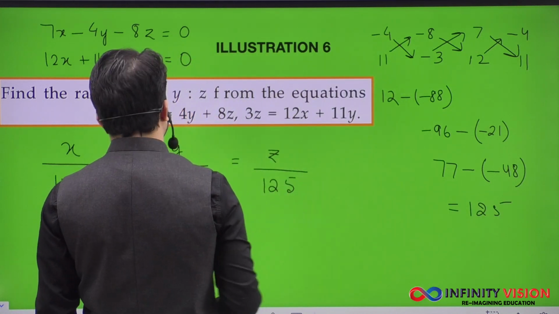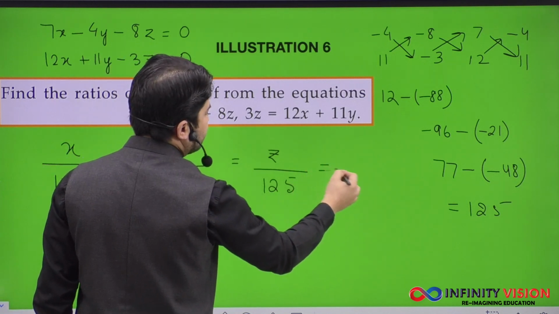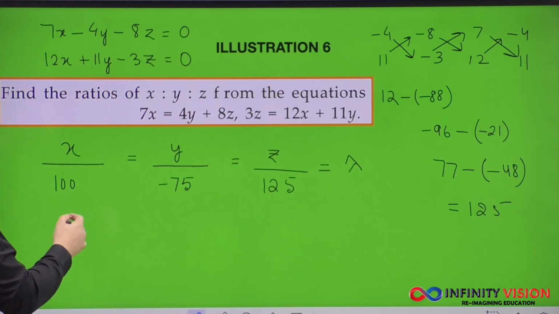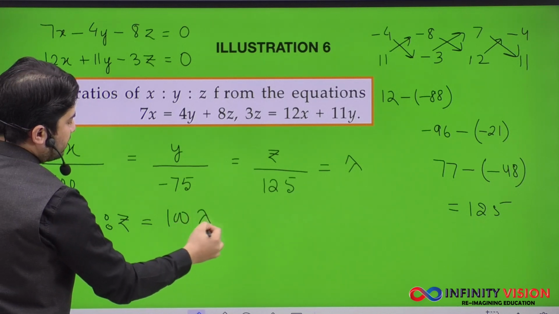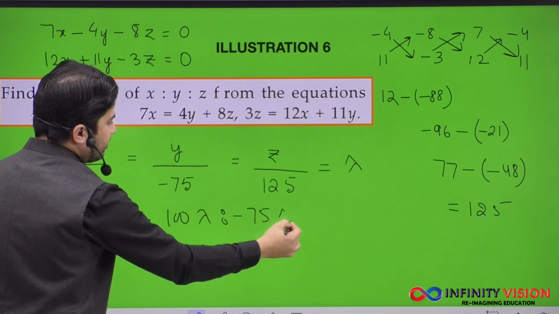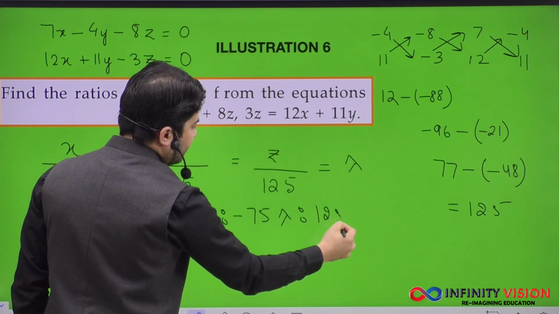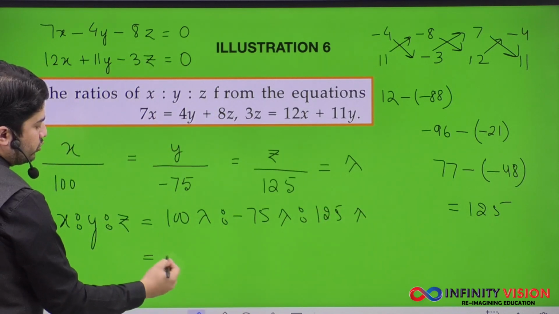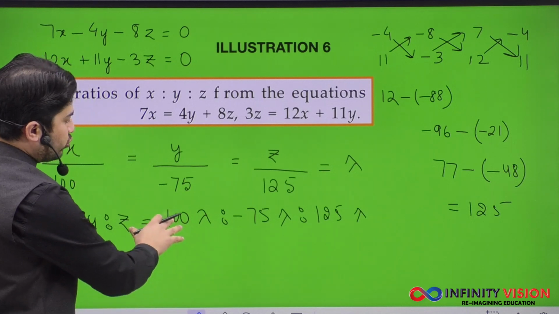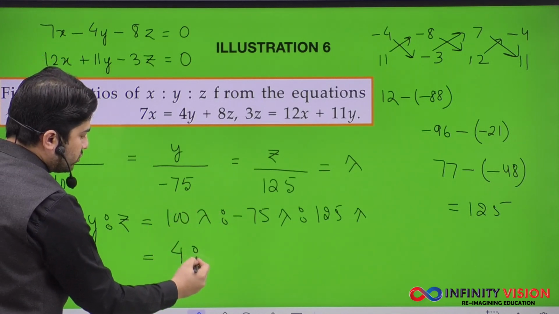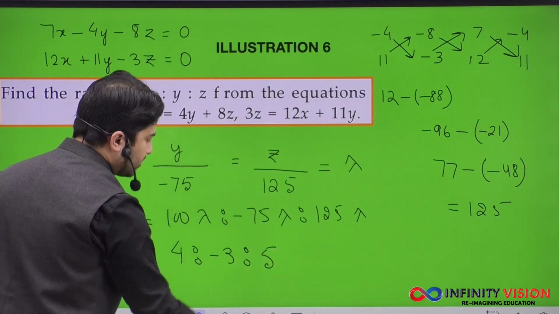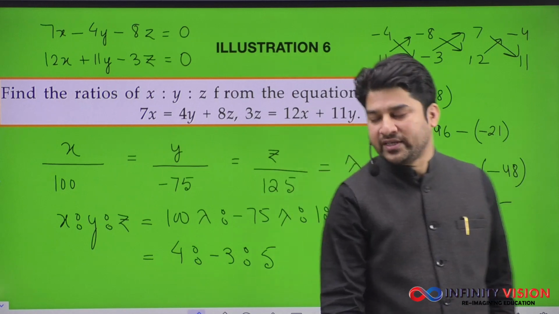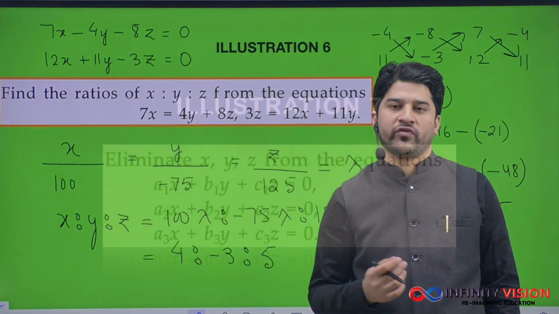So if I have to find the ratio of x is to y is to z, I'm going to say that they all are equal to some lambda. So x is to y is to z is nothing but 100 lambda is to minus 75 lambda is to 125 lambda, which I can break down, lambda would be cancelled, and I can say 25 fours are, so I'll write 4 is to 25 threes are, so I'll write minus 3, and then 25 fives are 125. So this is the ratio of x, y, z, that is 4 is to minus 3 is to 5.